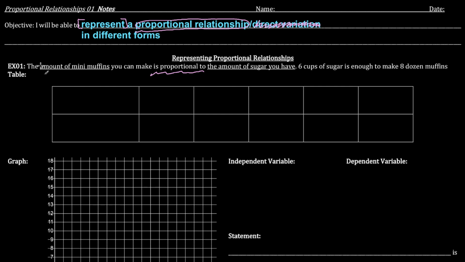So let's look for the variables. Let's look for the quantities. Let's look for what can change. The amount of mini muffins you can change, and the amount of sugar you have can change. For now, to make it simple, figure out which one of these is the topic of this first sentence. So it says the amount of mini muffins you can make. So we're really talking about the amount of mini muffins. This is what we care about.